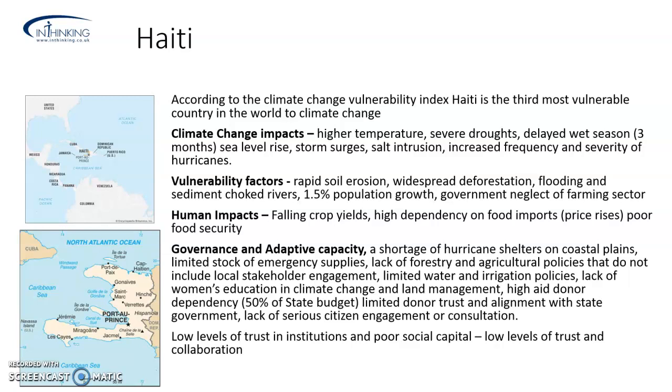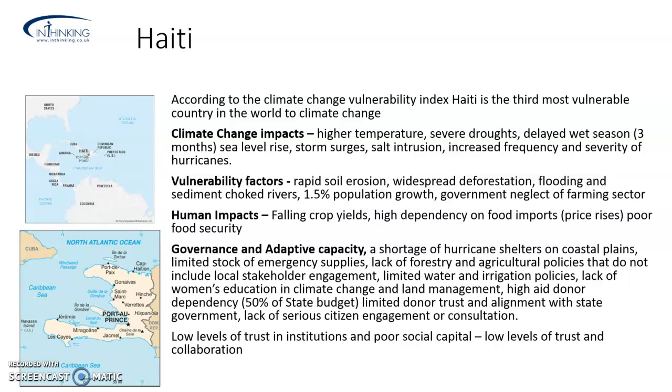They have a lack of forestry and agricultural policies. And so this is only going to increase reductions in food yields, increased soil erosion, choking river systems, and then they have limited water and irrigation policies. If we start to look at development strategies, women's education on climate change and women's education on land management is lacking. And they have a massive high aid donor dependency. 50% of its state budget comes from foreign donors.